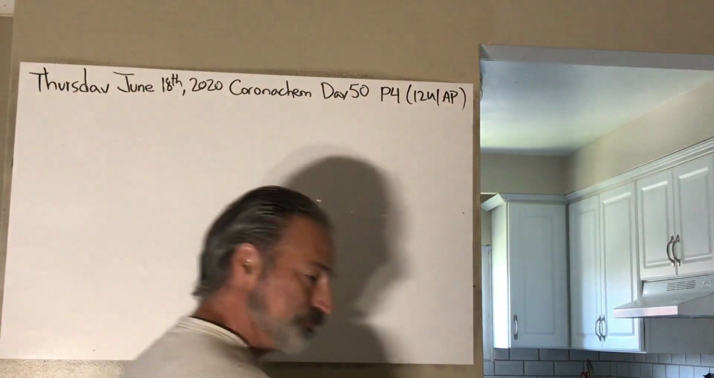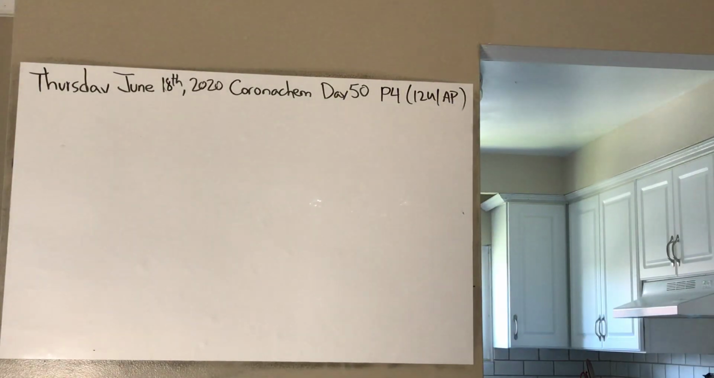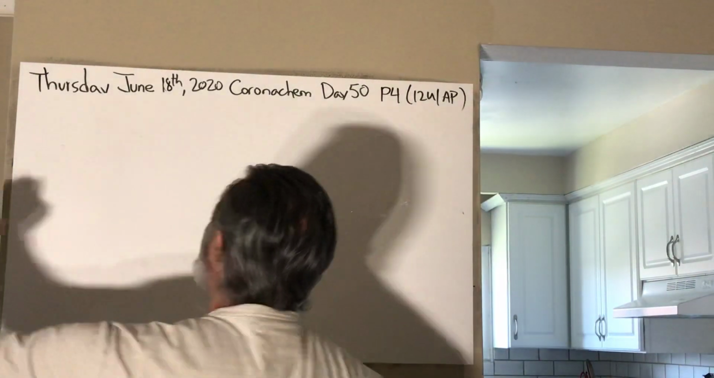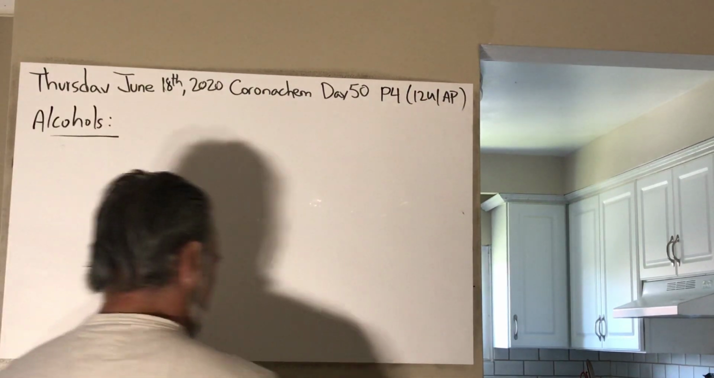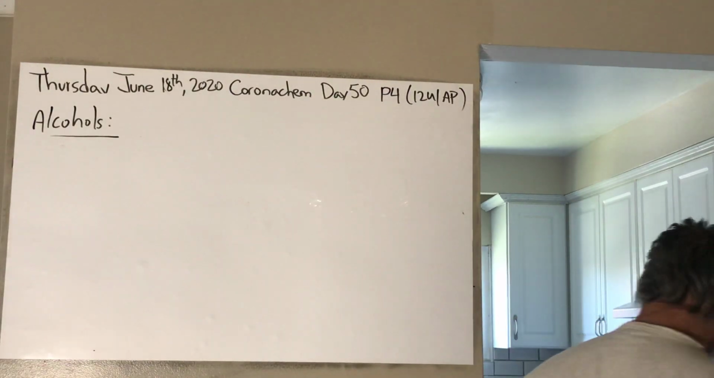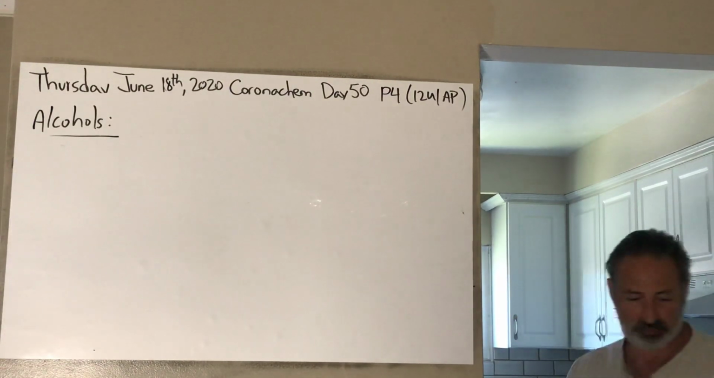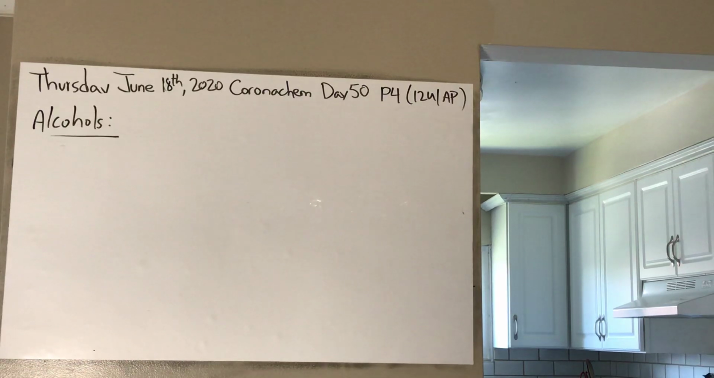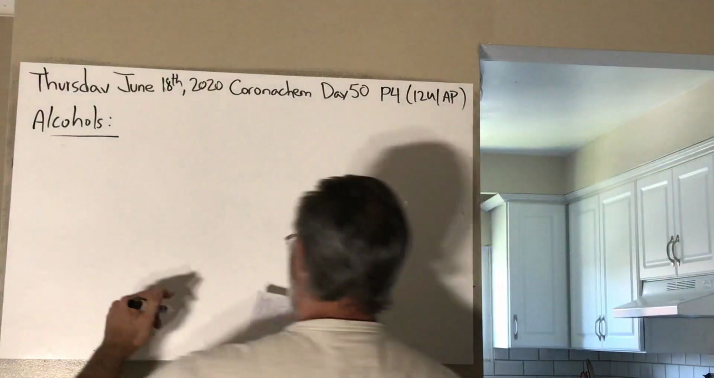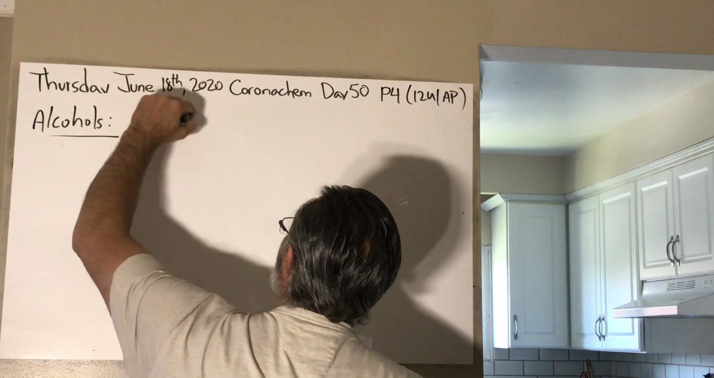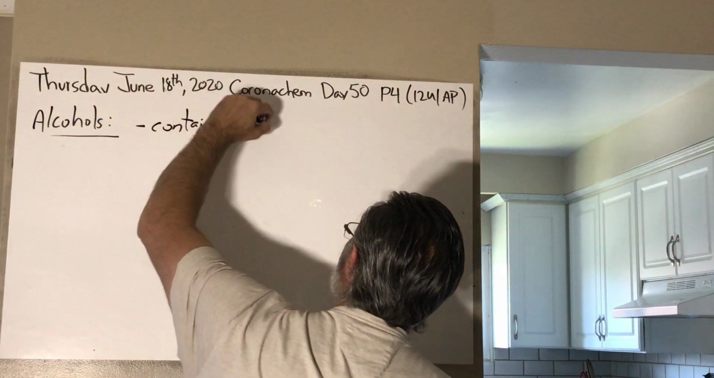All right. Continuing the notes then. A little bit about organic chemistry. We left off at alcohols. Keep forgetting I'm blind. All right. Alcohols contain the hydroxyl group.